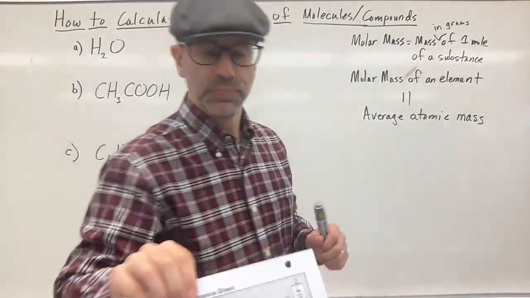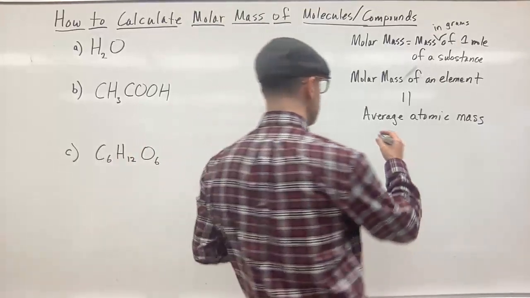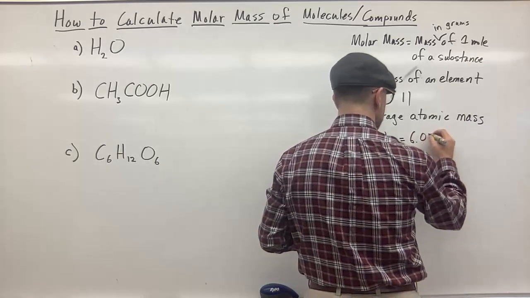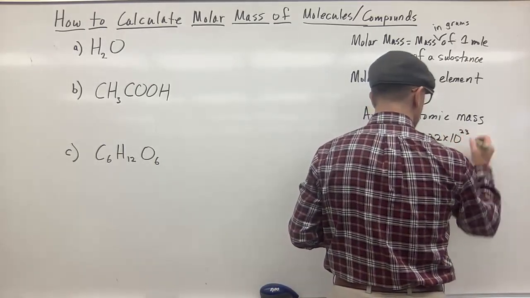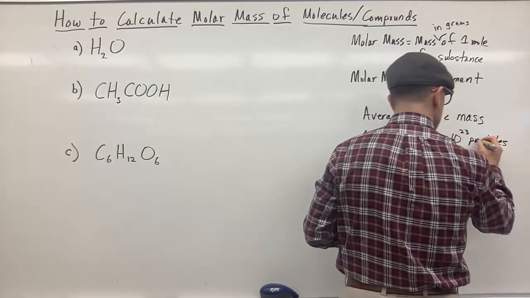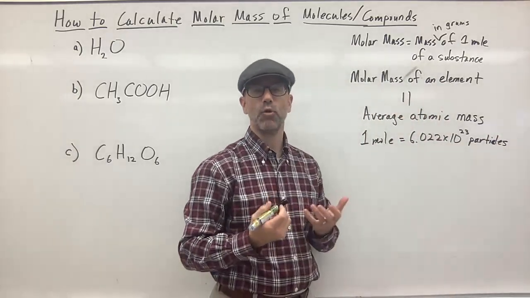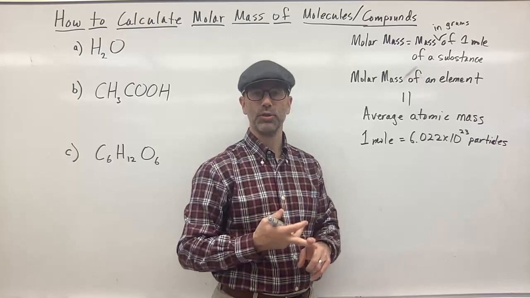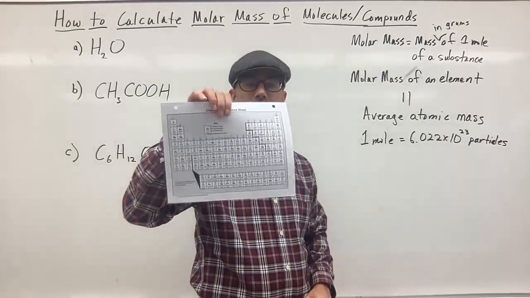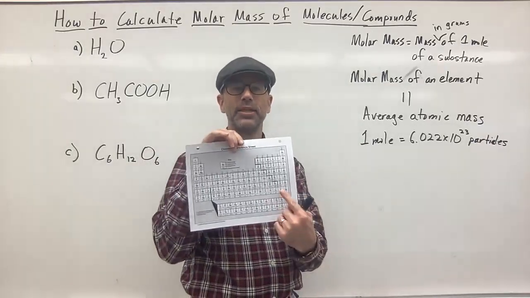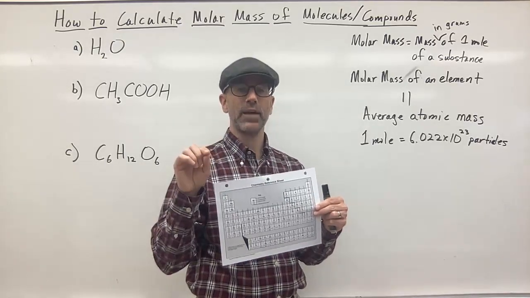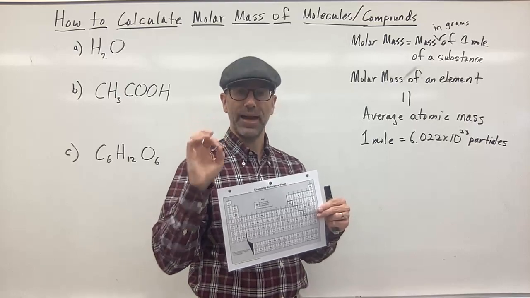And we all know that 1 mole is equal to what? 1 mole is equal to 6.022 times 10 to the 23rd particles. What we mean by particles is, of course, atoms, molecules, formula units, things like that. So if I have a periodic table, then I can look up the atomic masses of any element on here, and that number is going to be the number in grams for 1 mole of that element.